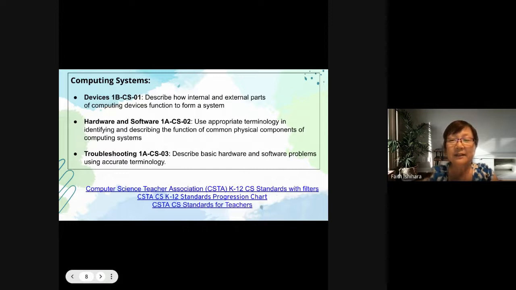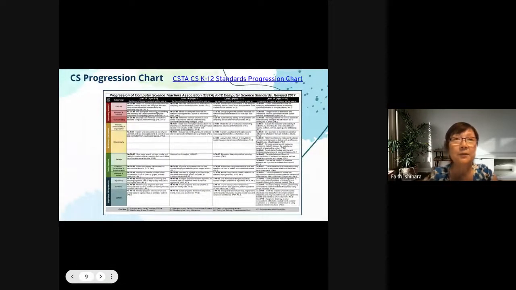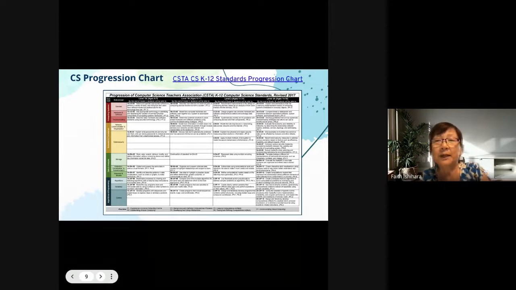And we included links to these standards, as well as a link to the K-12 progression chart for computer science, and a link to standards for computer science teachers. So if you were to click on that progression chart, this is what it would look like. On the far left, the darkest colors are the core concept. And to the right, the associated lighter shades are the sub-concepts. And then you can go down further to the right and look at the grade level progressions.